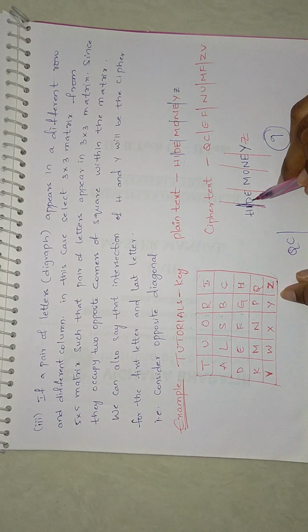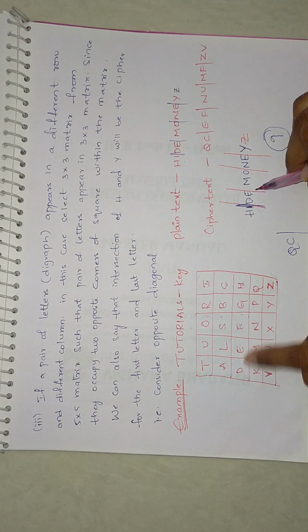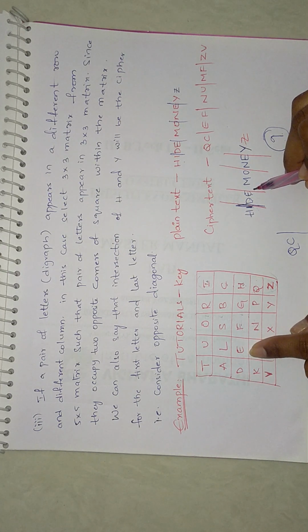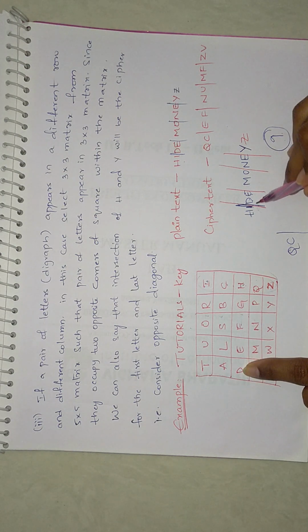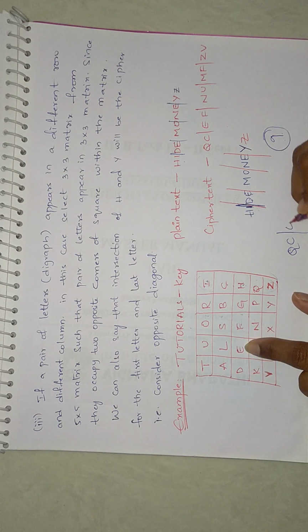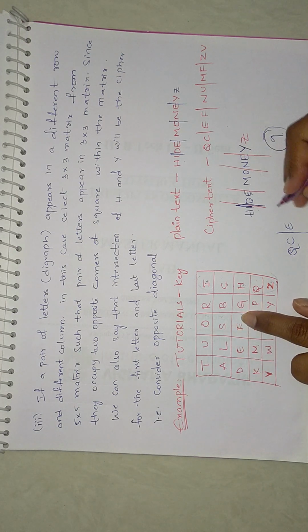Okay. Next, D and E. Check for D and E. Okay, they are in the same row. So what do you have to do? You have to write the next letter to it. So what is the next letter of D? It's E. So write E. Next, E, right? For E, it's F.